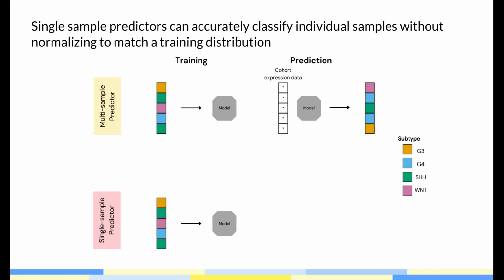whereas with a single sample predictor, training is fairly similar. You do have a training data set with subtype labels that's used to produce that classification model. However, for prediction, you can then apply that classification model to an individual sample gene expression data and get the predicted subtype label on an individual sample basis. So at any given time, you can apply this model to a sample and get that predicted subtype label.